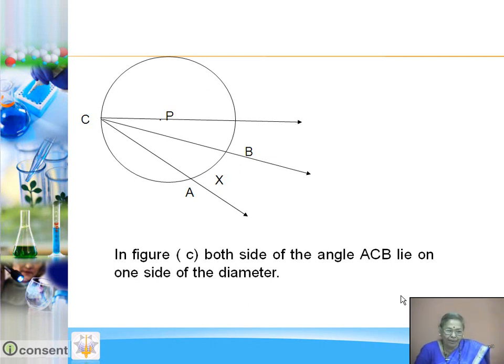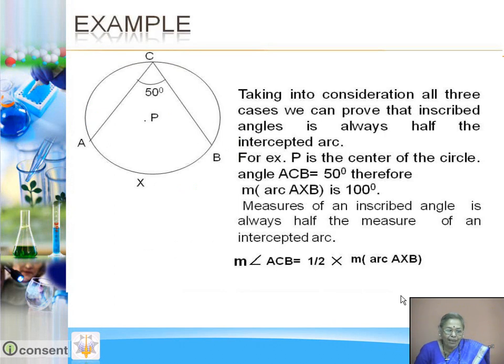Now let us take one example. In this example, the inscribed angle given is 50 degrees. You have to find out the measure of its intercepted arc. We have seen the property that inscribed angle is always half the intercepted arc. That is why the arc intercepted by this angle is 100 degrees.